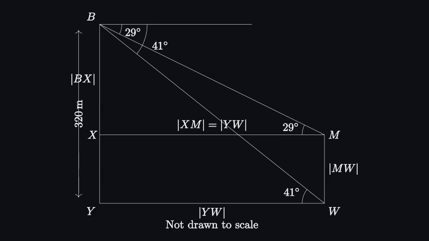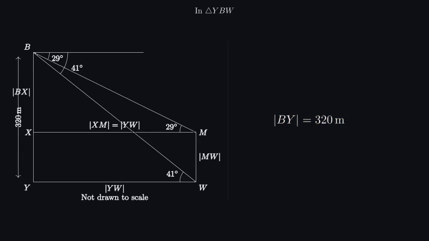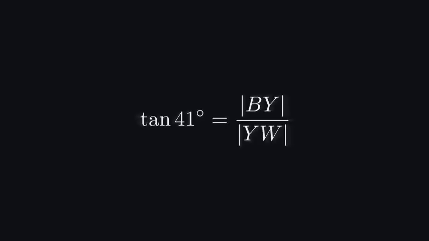Now we can calculate the height of the other building. We first use triangle YBW to find the horizontal distance between the two buildings. With respect to the 41 degrees angle at W, length of BY equals 320 meters is opposite, and length of YW is adjacent. So we use tangent. Tan of 41 degrees equals length of BY over length of YW. So the horizontal distance between the two buildings is 368.1183 meters.